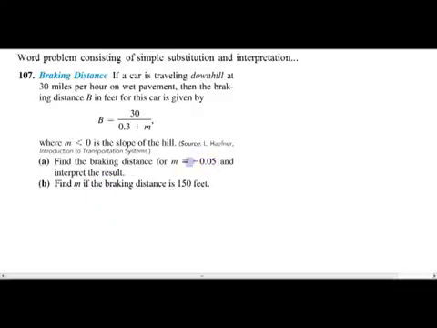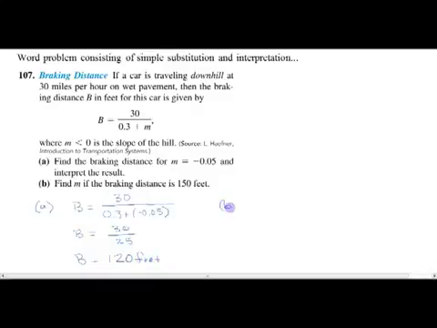All we need to do is substitute negative 0.05 in for m. So in part A, I'll have b equals 30 over 0.3 plus a negative 0.05. That is 30 divided by 0.25. So b equals 120. Let's make sure and label the answer. We were finding the braking distance, and the braking distance was given in feet. So this will be 120 feet.